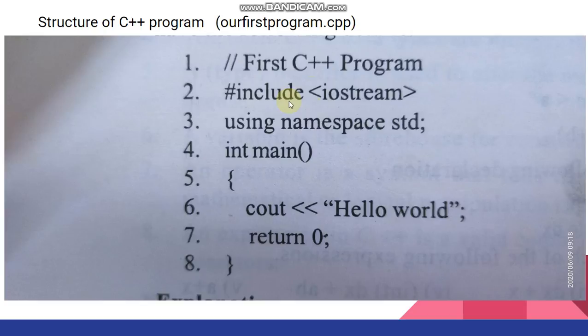And the second line, #include <iostream>. In some cases it is #include <iostream.h>. If you use .h, there is no need of the third line, using namespace std. Here we are not using the .h, so we write #include <iostream> and then using namespace std.